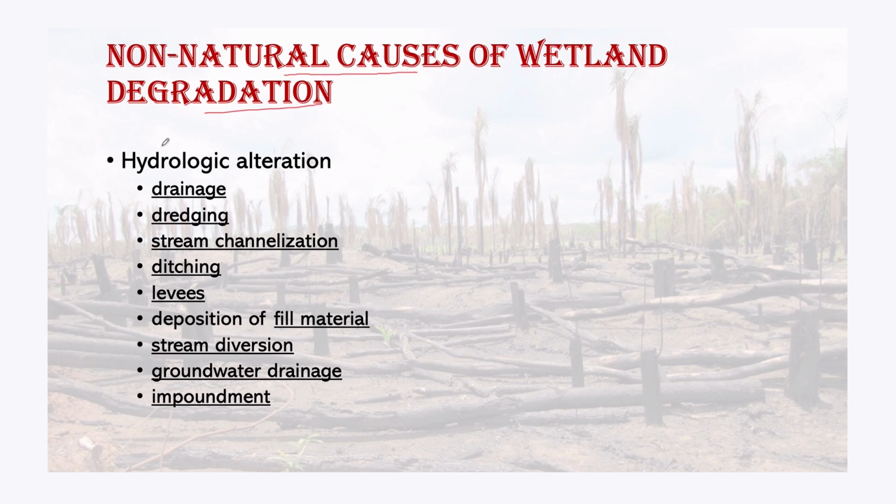Now, talking about non-natural causes of wetland degradation. The non-natural causes are hydrologic alteration, drainage, dredging, and stream channelization. So let's talk about them one by one. Let's start with drainage.